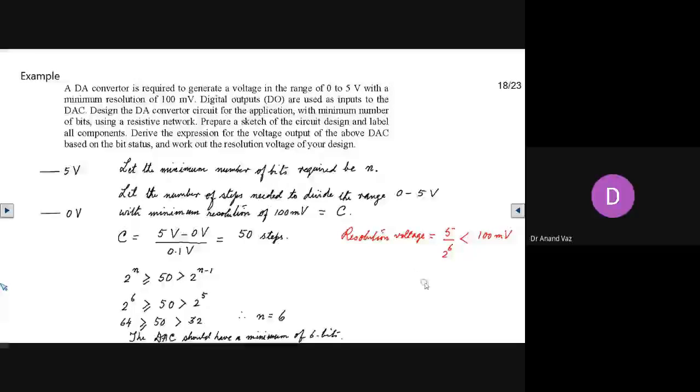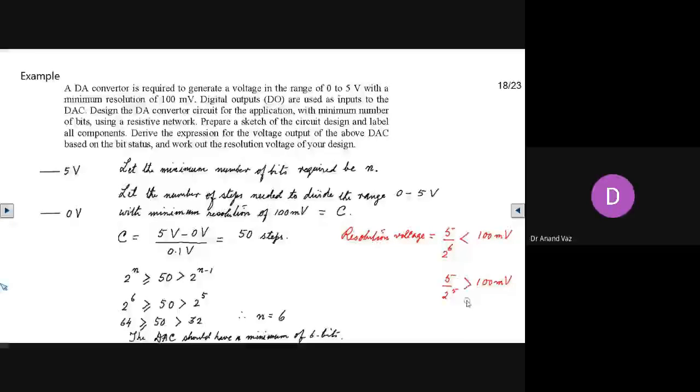If you are to use 2 raised to 5, what will you get? 5 divided by 2 raised to 5, which is 32. How much is that? 5 by 32 is 0.156. Yes, so that will exceed 100 millivolts. So 5 divided by 2 raised to 5 is going to exceed 100 millivolts. Does that answer your question now? Why we need 6 bits? What we have is a minimum of 100 millivolts, so if it exceeds, then that's the issue.